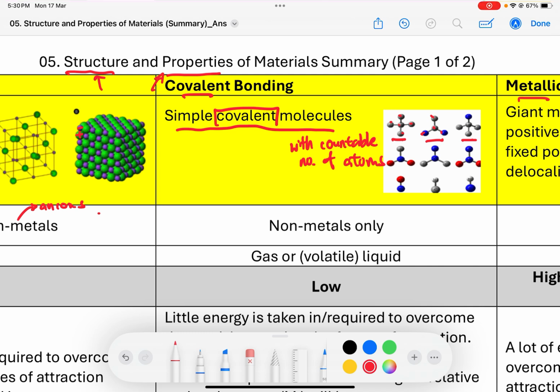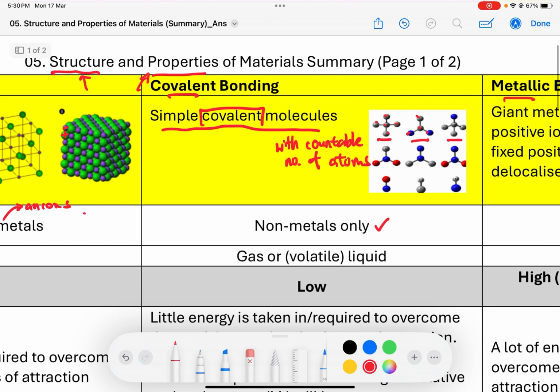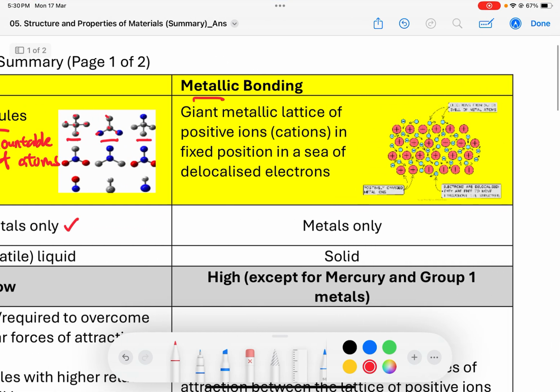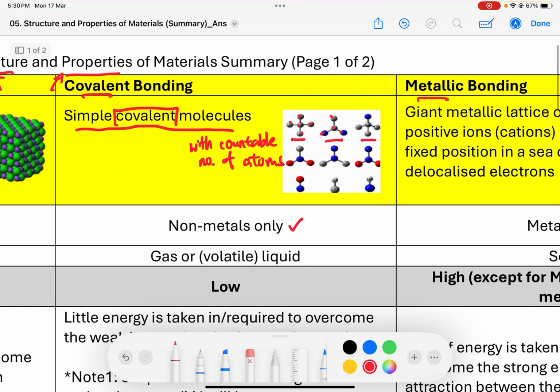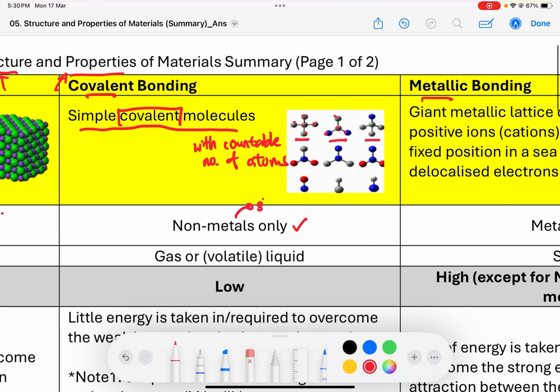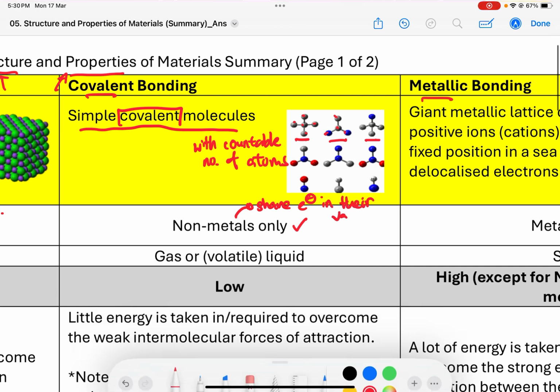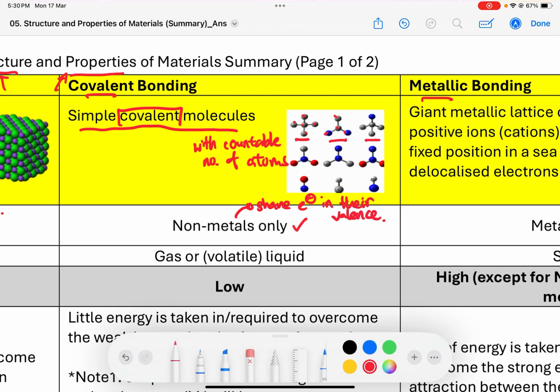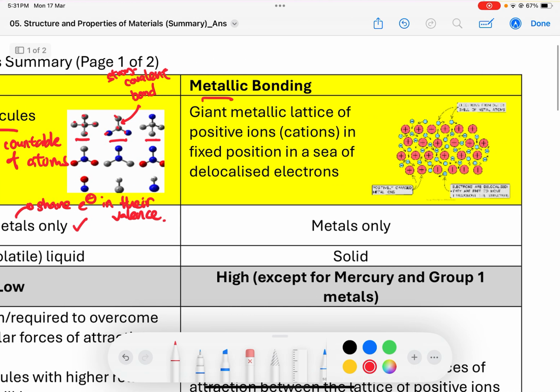For covalent substances, the combination of elements is that they are formed by non-metals only. The non-metals, take note, will share electrons in their valence shell. This is just to highlight the kind of bonding. When they share, they form this bond. This is your covalent bond, and this is strong. Strong covalent bond.